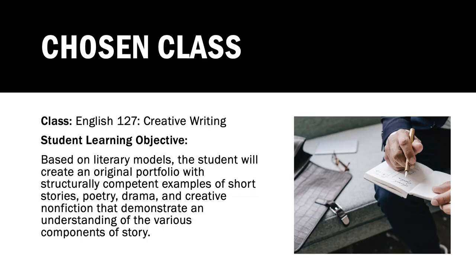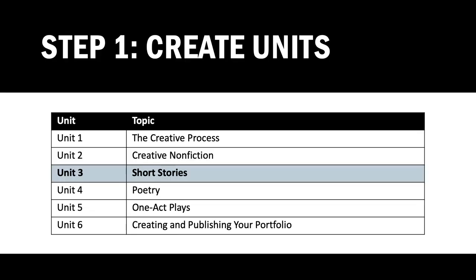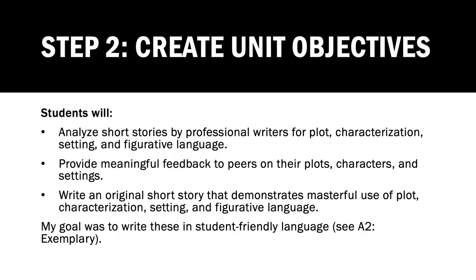Now, in order to get these to unit objectives, I had to follow a key process: backward design. I went from the SLOs to creating units to creating unit objectives. So, first I created 6 units for my creative writing class, and for this presentation, I'll focus on Unit 3, short stories. Then I created unit objectives, and I did my best to write these in student-friendly language.